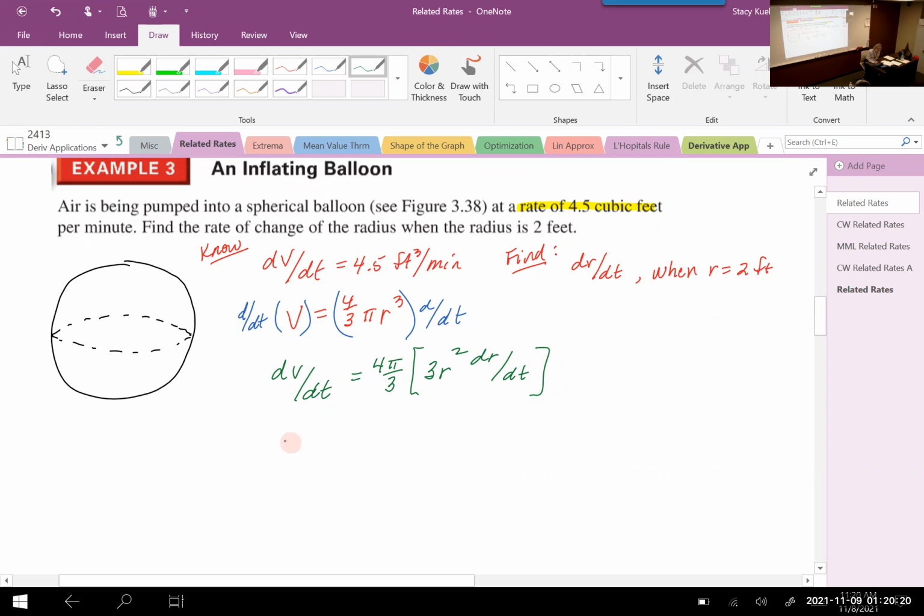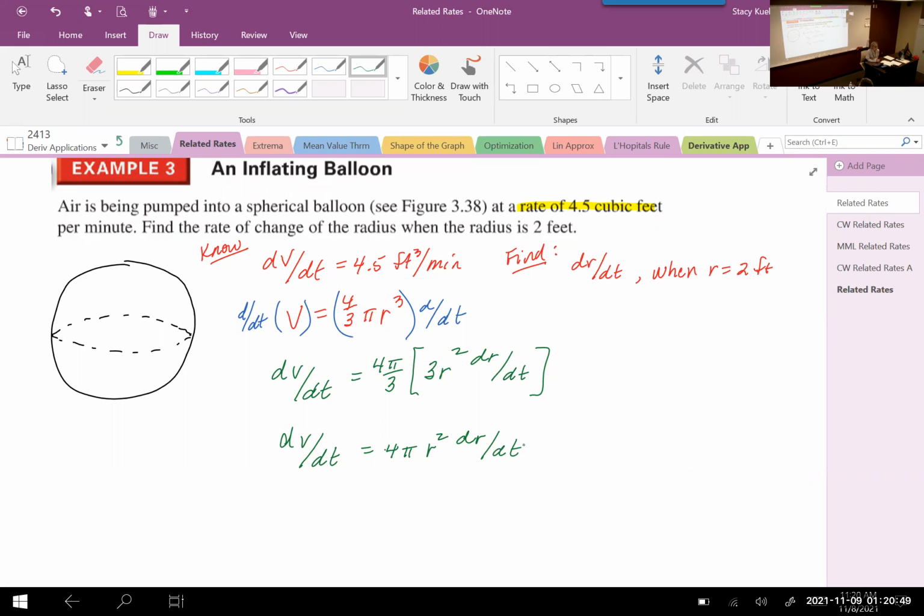Before I go too much further, let me just kind of clean this up a little bit. dV dt would be equal to 4 pi r squared dr dt. Did I miss anything there? No? Okay, so here, I want to know what dr dt is.